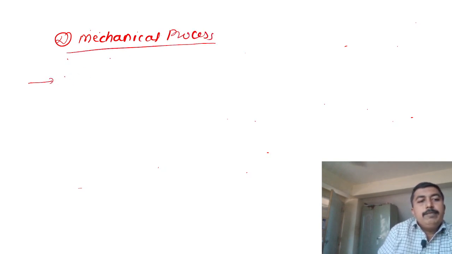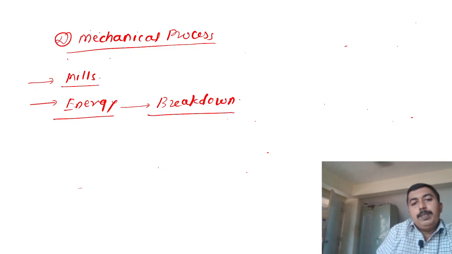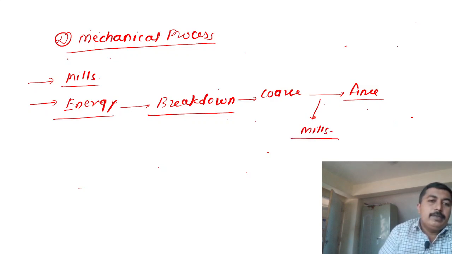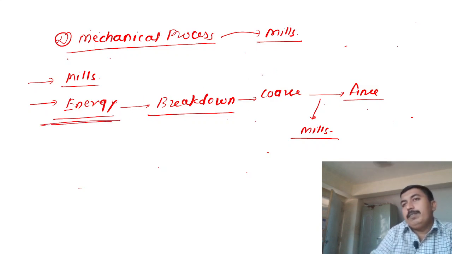Here we utilize different equipment for size reduction, which are known as mills. So mills utilize energy. For what purpose is energy utilized? Energy is utilized for breakdown of powder particles. So with the help of energy, the powder particles are broken. These coarse powder particles convert into fine powder particles by utilizing different mills. Which mills are commonly utilized in the pharmaceutical industry? In the mechanical process, simply the mills are utilized. How do mills break the powder particles? By utilizing energy. So here energy is utilized for breakdown of powder particles.